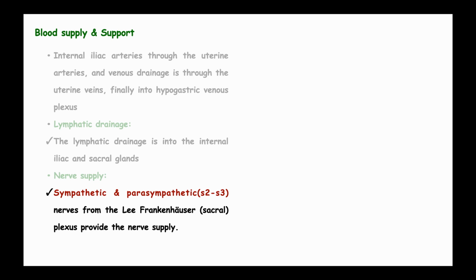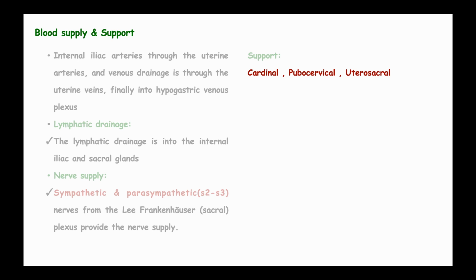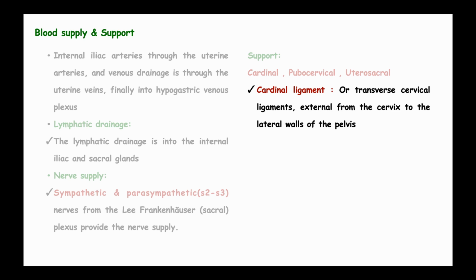Now, the next thing we need to also look at is the support of the cervix. Now, we have three basic supports of the cervix. We have the cardinal ligament, we have the pubocervical ligament, as well as the uterosacral ligament. Now, the cardinal ligaments are also known as the transverse cervical ligament, and they extend from the cervix to the lateral walls of the pelvis.